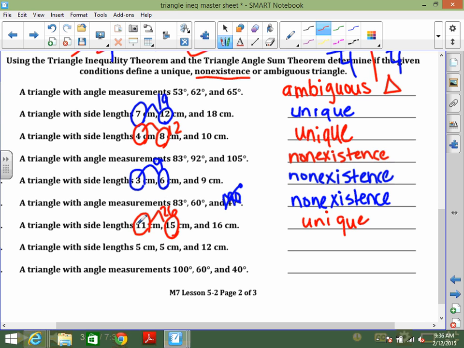Okay, next one. We have a triangle with side lengths 5, 5, and 12. What two numbers do I add together? Which gives us 10. Is 10 bigger than 12? So that would be non-existence. Okay, last, a triangle with measurements 100, 60, and 40. Yep, that's 200. So that's going to be non-existence.